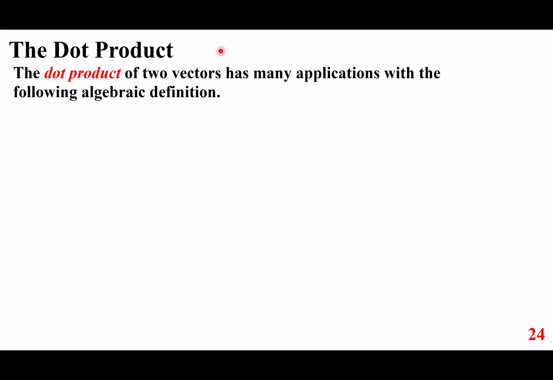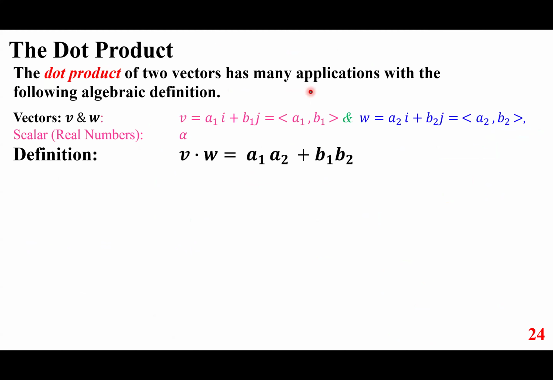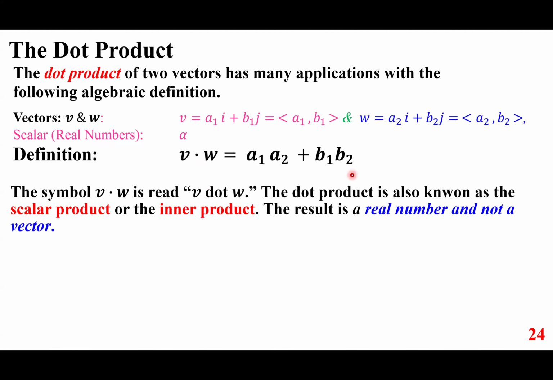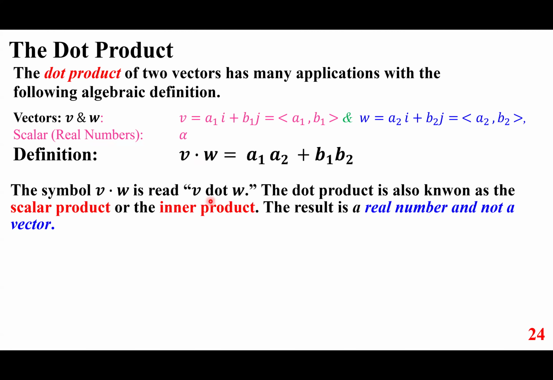The dot product of two vectors has many applications with the following algebraic definition. Here's how it's defined. Vectors V and W. V is A1I plus B1J or A1B1. W is A2I plus B2J or A2B2. And alpha is just some real number. Definition, V dot W is A1A2 plus B1B2. That's by definition, everybody.